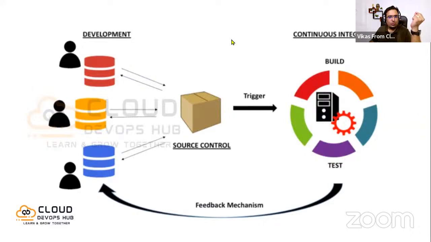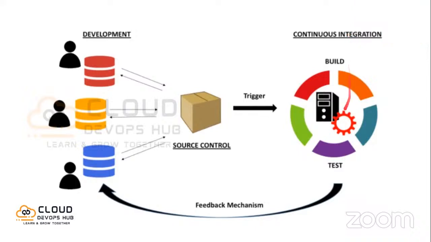Agree? Yes, no, all good. As soon as the developer pushes the code into the centralized location, an automated trigger will happen. Building, compilation, testing, unit tests, and performance tests are executed and feedback is given to the developer. This process is known as continuous integration. Cool?